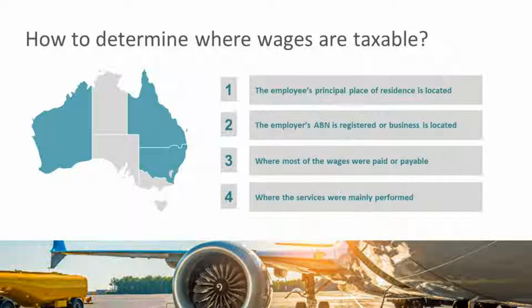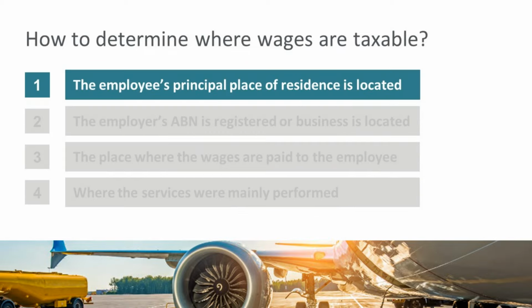If the work is not performed solely in one state or territory in the month, the nexus provisions provide a 4-tier test to determine where the wages should be declared. The test requires that you start at Tier 1 and only move to the next tier if you are unable to satisfy the requirements of the previous tier. In the majority of cases, you will only need to go as far as the first two tests. The first thing you would look at is where the employee's principal place of residence is located.